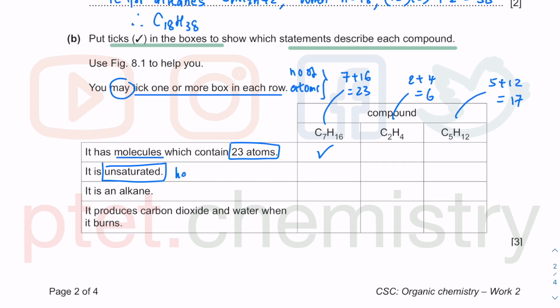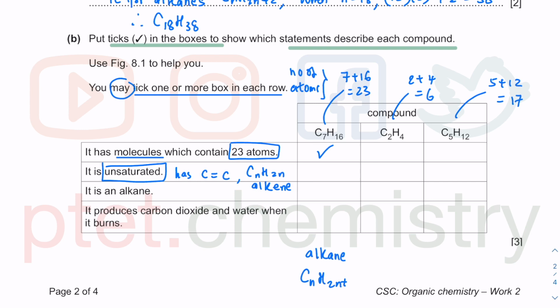Unsaturated. Unsaturated means carbon-carbon double bond. Saturated means full, when all you have is carbon-carbon single bonds. Unsaturated means carbon-carbon double bond. So we are looking for alkene. We are looking for CnH2n. Alkene. This is 7 times 2 is 14. So it's not this one, because this one is going to be an alkane.